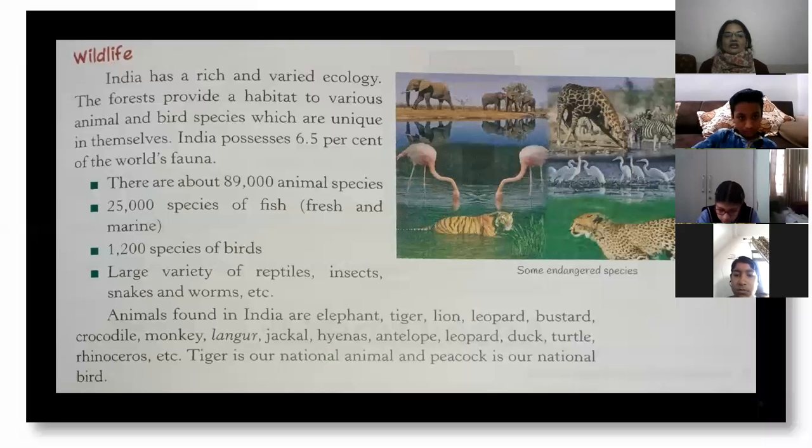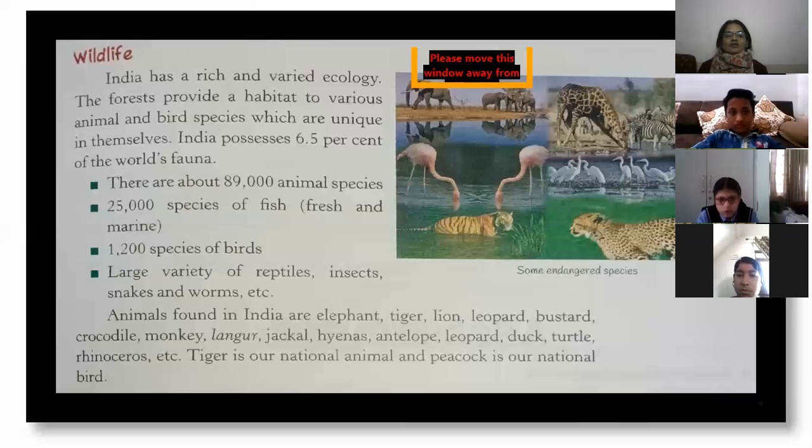So how many types of animal species are there? There are about 89,000 animal species. How much? 89,000 animal species. You can underline this. And 25,000 species of fish, fresh and marine species. Clear?